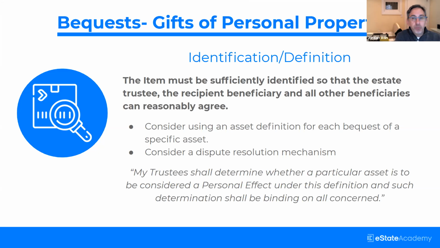The other thing is to consider maybe some sort of dispute mechanism if there's some question. And this is one that we put in eState that, if there's a question as to whether something is a personal effect or not, then the estate trustee can decide that. So that's not a bad idea if there's going to be a group of assets or there's some question as to whether something fits into one category or another.